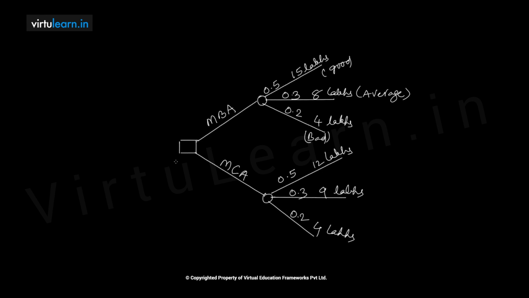This we call the decision node, which is under the control of the decision maker, and this we call the chance node. The chance node is not under the control of the decision maker, but the decision node is under the control of the decision maker.